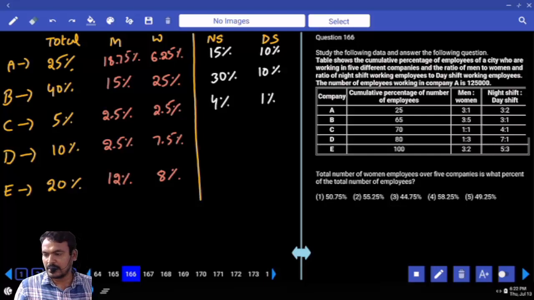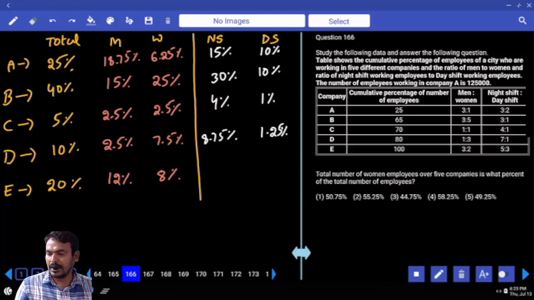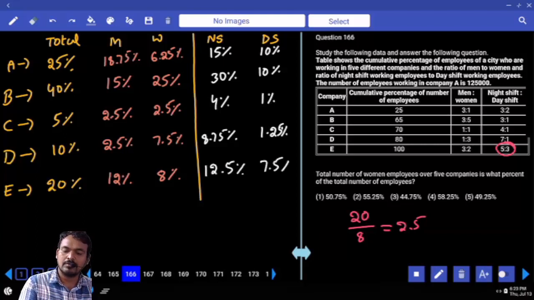In 10%, what is the ratio? 7:1. Total 8 parts. That will be written 10 by 8. 10 by 8 means 1.25. 1.25 means day shift is 1.25. Night shift is 8.75%. Next, in the last one, 5:3 ratio, 20% means 8 parts, divide by 8, means 5 by 2. 5 by 2 means 2.5. 5 parts means it is 12.5%. 3 parts are 7.5. All are converted in terms of percentage.